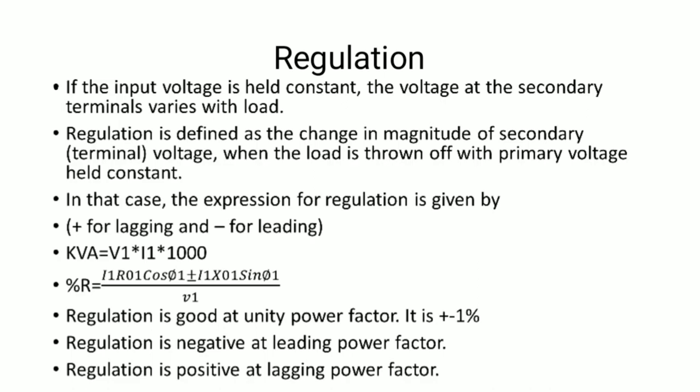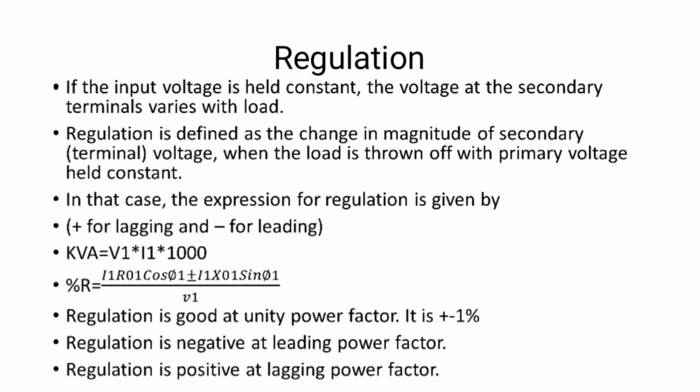Now regulation of the transformer. If the input voltage is held constant, the voltage at the secondary terminal varies with the load. So regulation is defined as change in the magnitude of secondary voltage when the load is thrown off with the primary voltage held constant. In this case, the expression for regulation is given by percentage regulation is I1 R01 cos phi 1 plus minus I1 X01 sin phi 1 divided by V1.